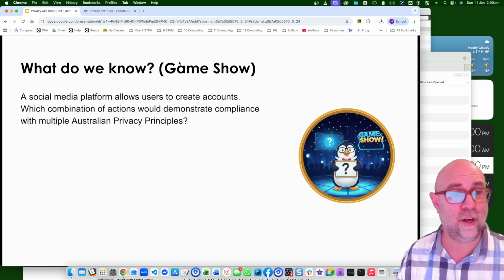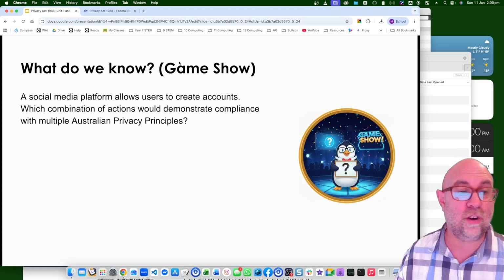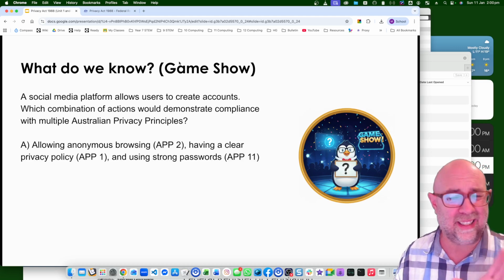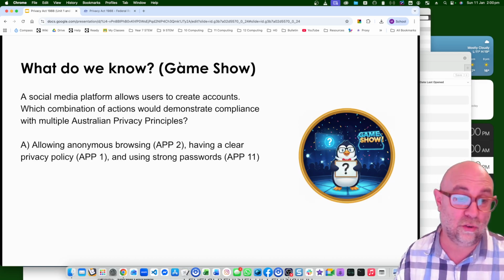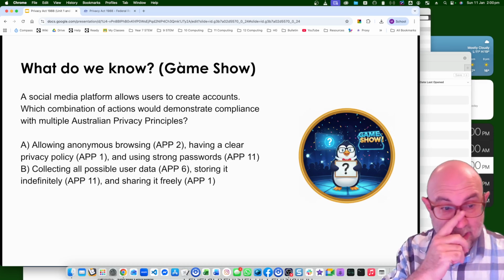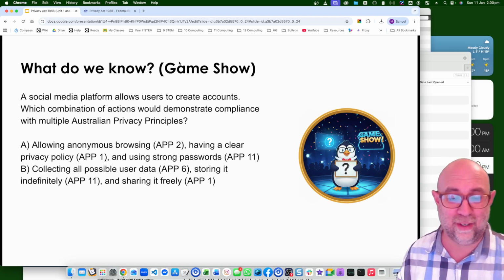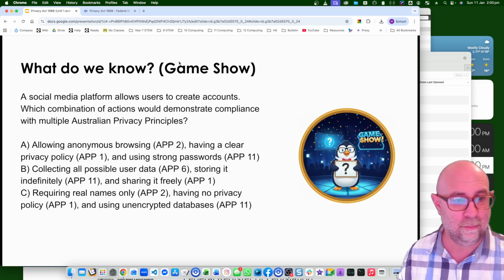And I'm pretty sure this is the final question. A social media platform allows users to create accounts. Which combination of actions would demonstrate compliance? So, I'm basically going to try and rule them out. Allowing anonymous browsing looks good. Having a clear privacy policy also looks good, and using strong passwords. Okay, so A is my favourite so far. Collecting all possible user data? No. Storing it indefinitely? No. And sharing it freely? I don't even know what that means, but I suspect no. So I like A more than B.